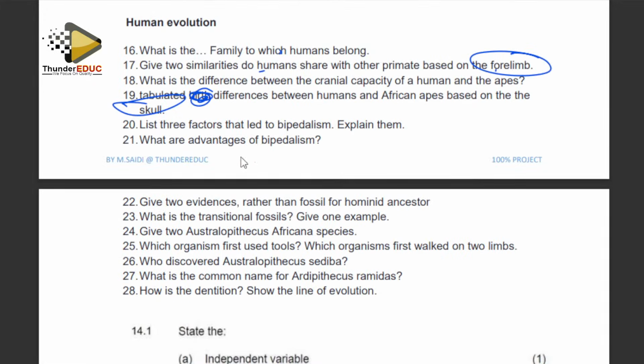Name 3 factors that lead to bipedalism. You talk and explain them. You talk about the shape of the spine. That is S shape to allow flexibility. That's number 1.